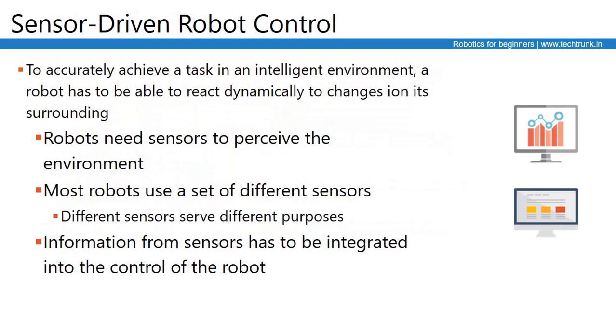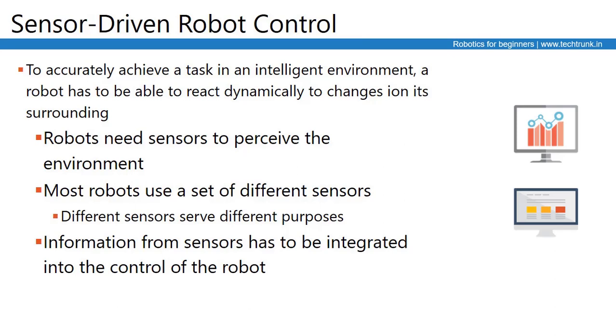So now we'll be talking about some techniques for robot control. One of them is sensor-driven robot control. To accurately achieve a task in an intelligent environment, a robot has to be able to react dynamically to the changes in and around its surroundings. A robot needs sensors to perceive the environment and to understand the current state of the environment. Most robots use a set of different sensors like proximity sensors, ultrasonic or lidar sensors, and vision sensors, which help us to understand the environment.